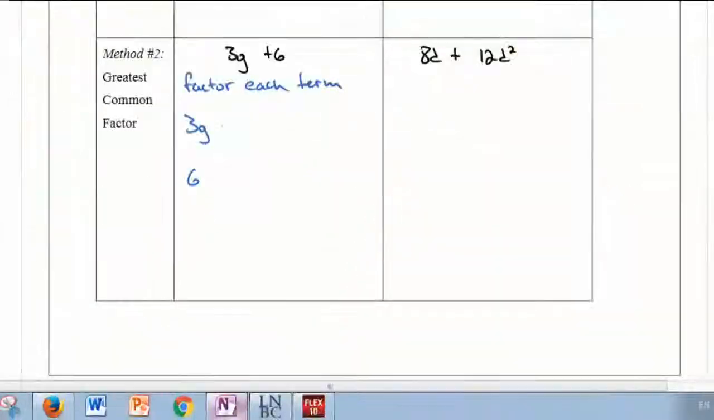So what two things make up 3g? Remember, this is multiplication. There's no addition or subtraction or anything between these two terms. So if I take a 3 and multiply it by a g, I get 3g. I've just broken it down into its factors. Can I break it down any farther? No, 3 is prime and g is a variable, so I don't know exactly what that is.